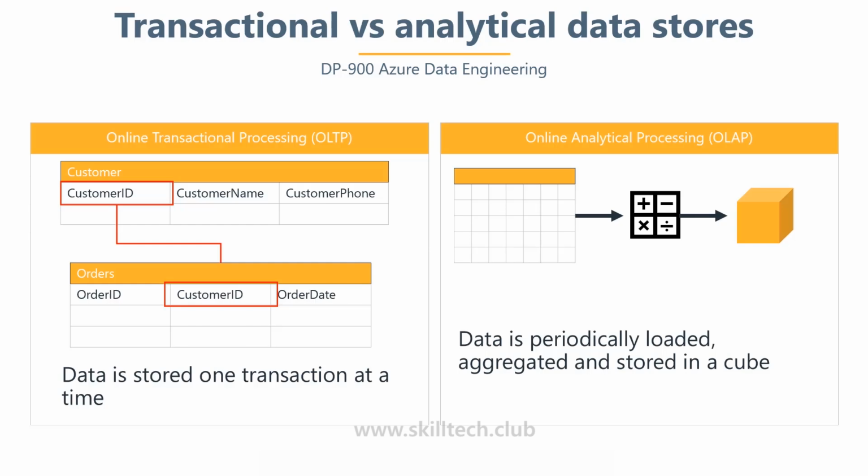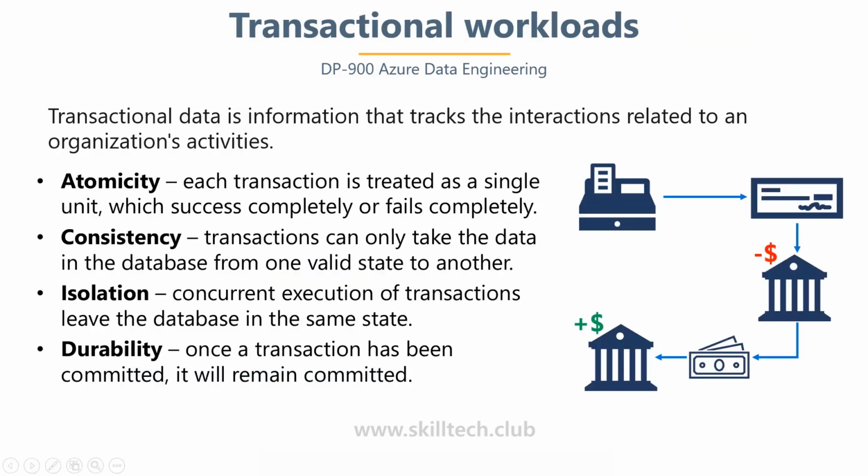Because OLAP data is aggregated periodically, once the aggregation has been performed, queries which summarize what it contains are going to be very fast. So compared to OLTP, OLAP queries are going to be faster. Now if you ask me which data store to choose, I will say that OLTP is good for many but small updates that happen frequently, while OLAP is good for large summarized queries that happen periodically but not very frequently. Now after the data stores, we need to understand transactional workloads also. Transactional data is information that tracks the interactions related to an organization's activity.